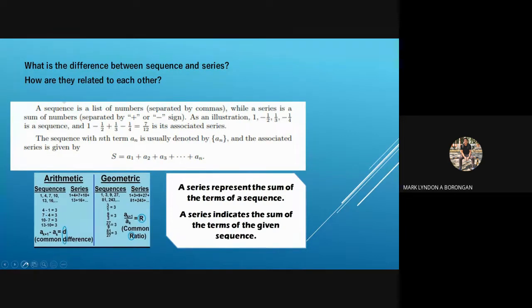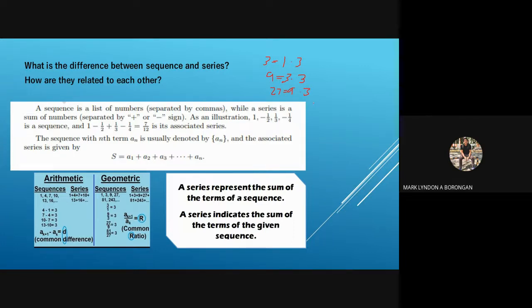So 1 and 3 has a factor of 1 and 3, di ba? Ang 3 has a factor of 1 and 3. 9 has factor of 3 and 3, di ba? And then 27, you have there 9 and 3.